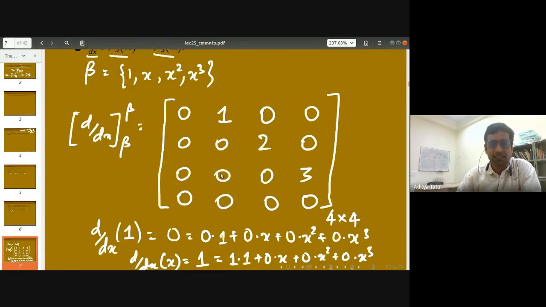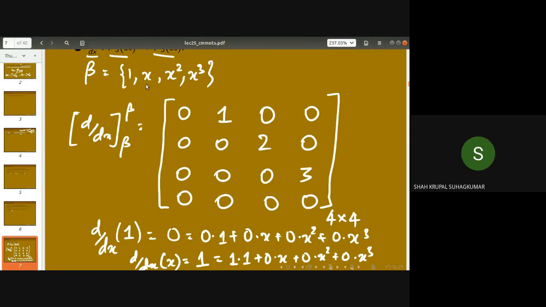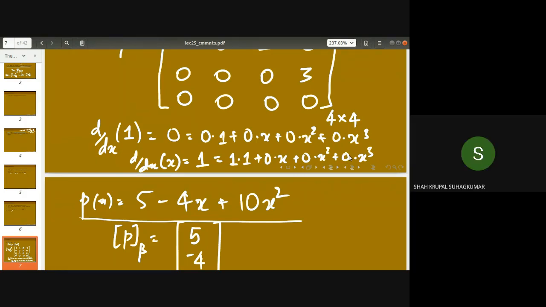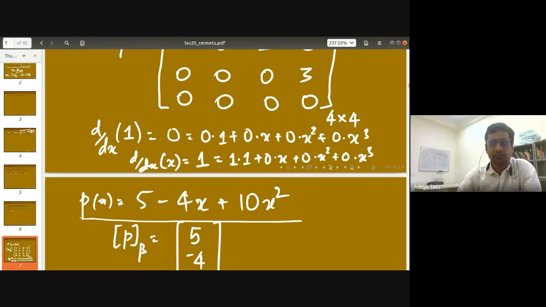Then in order to get the second column, TU2, U2 is x, right? The second basis. So d by dx of x is the constant polynomial 1. And I can write the constant polynomial as this particular linear combination. Is that okay? Yes, sir. Got it. Okay. Any other questions?